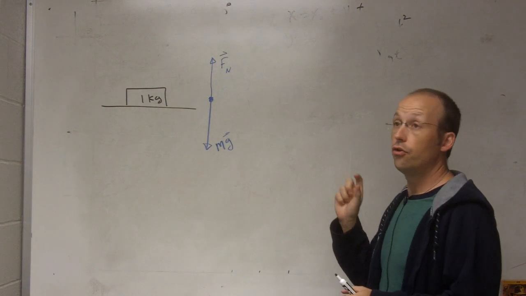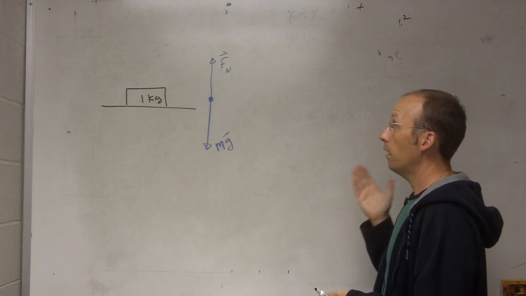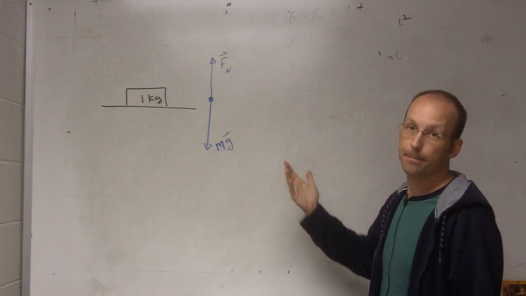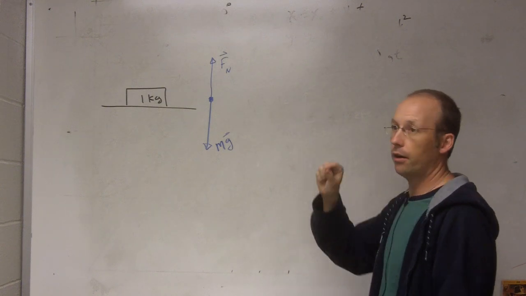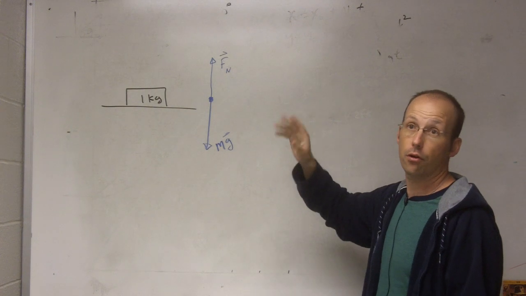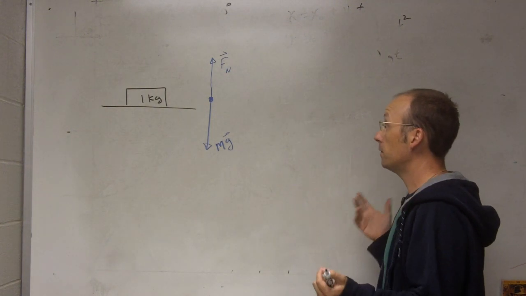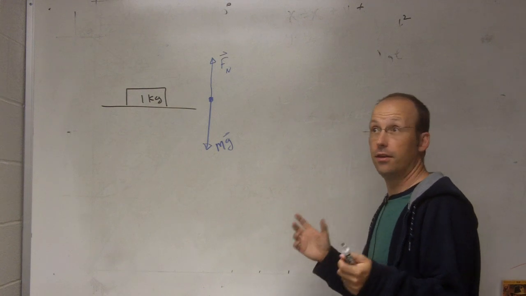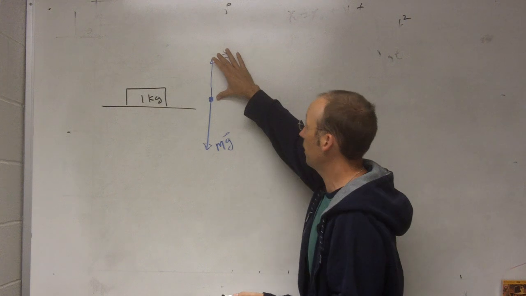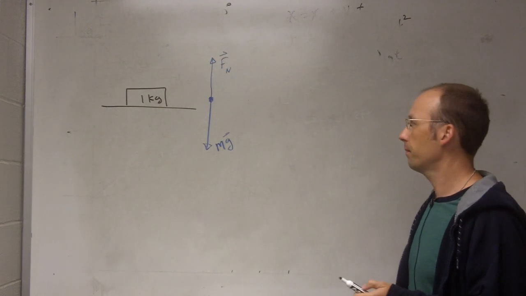N is the normal force, and normal means perpendicular in this case. So tables are going to push perpendicular to the table. That's the way they work. A lot of times I'll just put that as just an N for the normal force. That's it. That's my free body diagram. Now, if this is at rest, then I would want to draw the length of this about the same as the length of that. But it's just a drawing. It's not perfect, so it doesn't have to be perfect.